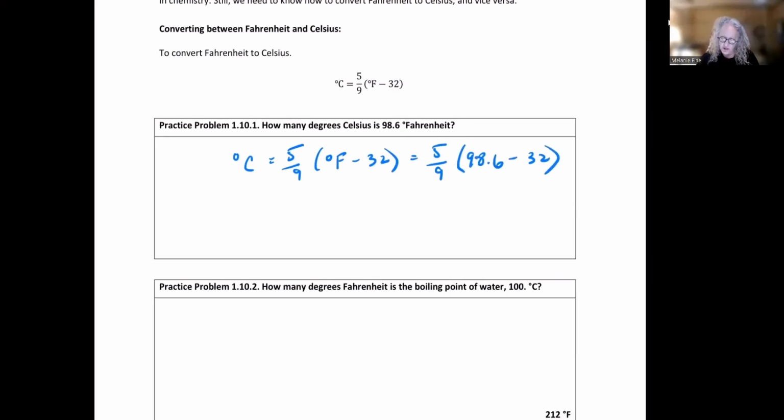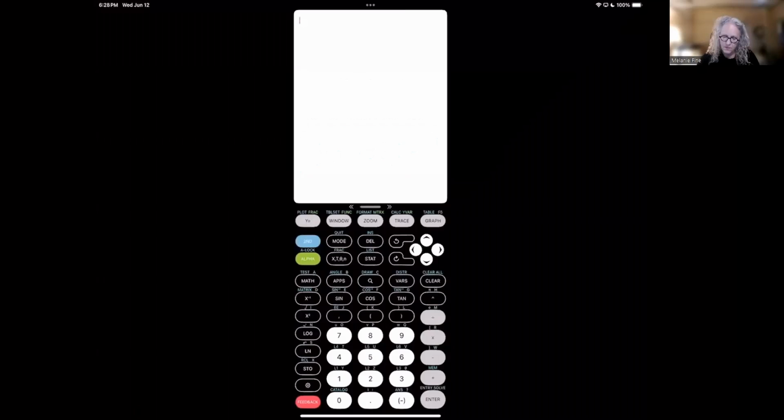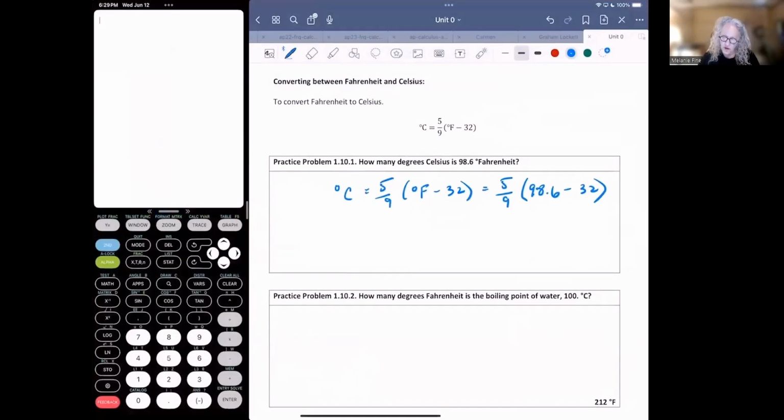You always do the parentheses first. And it looks like I'm going to need my calculator. Okay, so 98.6 minus 32 equals 66.6 times 5 divided by 9. And I get 37 degrees Celsius. If I were going to use sig figs, this was 3 sig figs, so I want my answer to be in 3 sig figs. So I put the answer as 37.0 degrees Celsius.